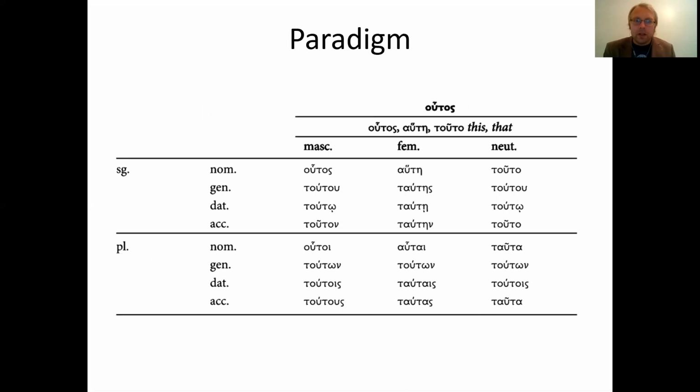So we have here in the masculine singular hutos, tutu, tuto, tuton, and in the feminine haute, tautes, taute, tauteen, and in the neutral tuto, tutu, tuto, tuto. And in the plural we have in the masculine hutoi, tuton, tutois, tutus, and in the feminine hautai, tuton, tautais, tautas, and in the neutral tauta, tuton, tutois, tauta.